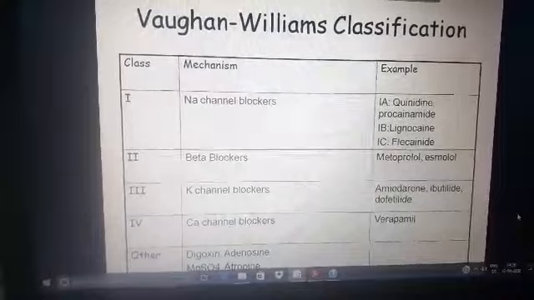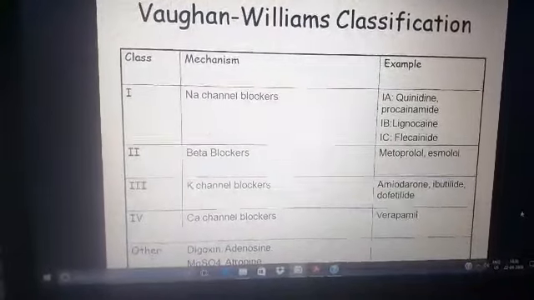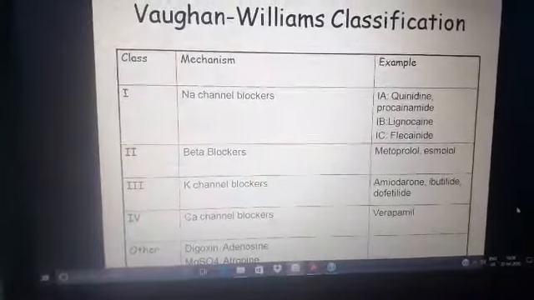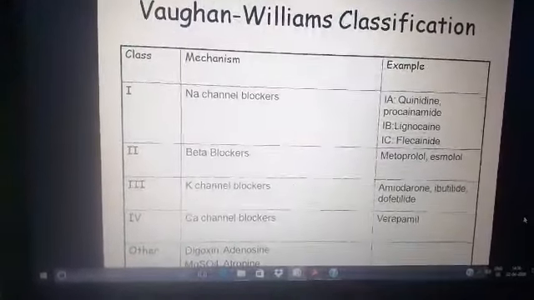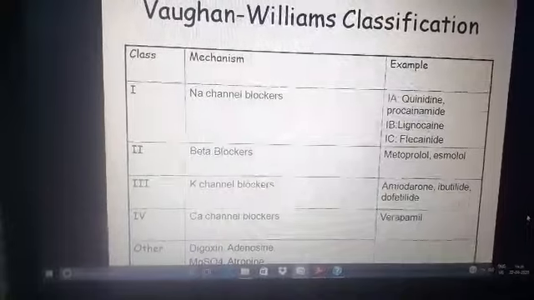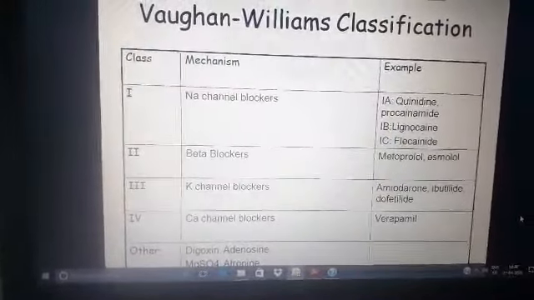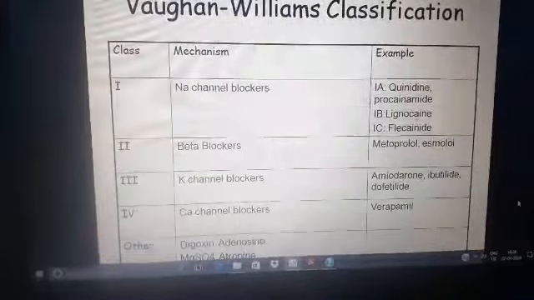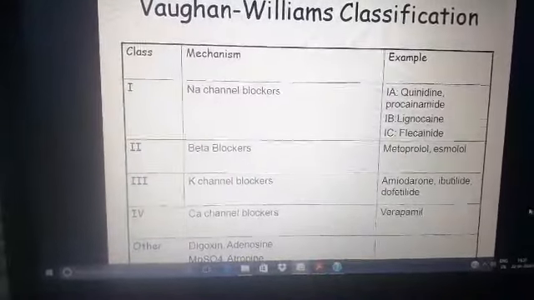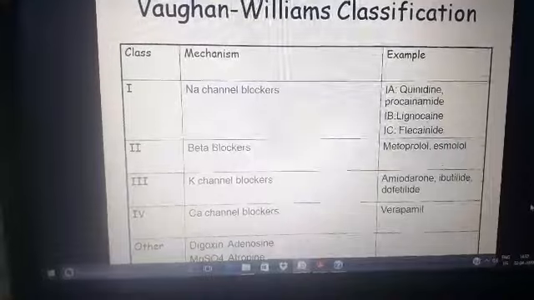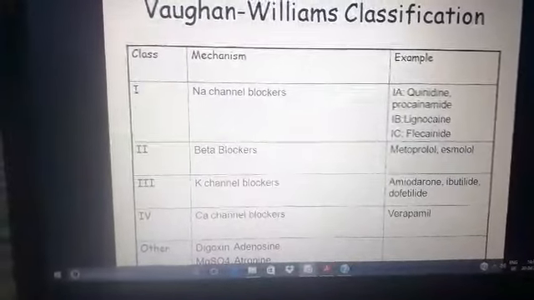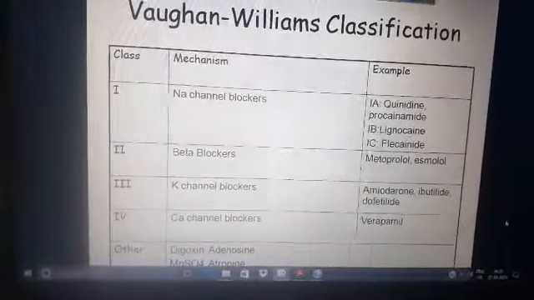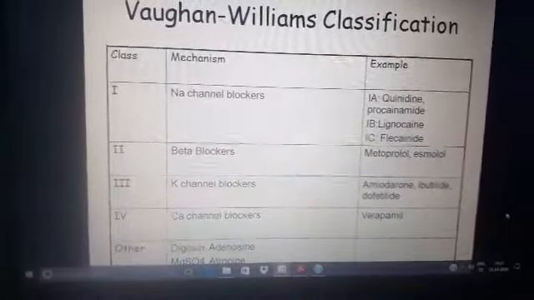So quinidine, procainamide, remember a few examples. Class 1B is lignocaine and also phenytoin. Class 1C is flecainide. Class 2 is beta blocker. That means beta blockers act in the pacemaker tissue to decrease the automaticity. That is, the phase 4 slope is decreased by beta blockers like metoprolol and esmolol. Class 3 are potassium channel blockers: amiodarone, ibutilide, dofetilide. They act on phase 3 to prolong it so that the action potential duration is prolonged. Class 4 is calcium channel blocker, verapamil.